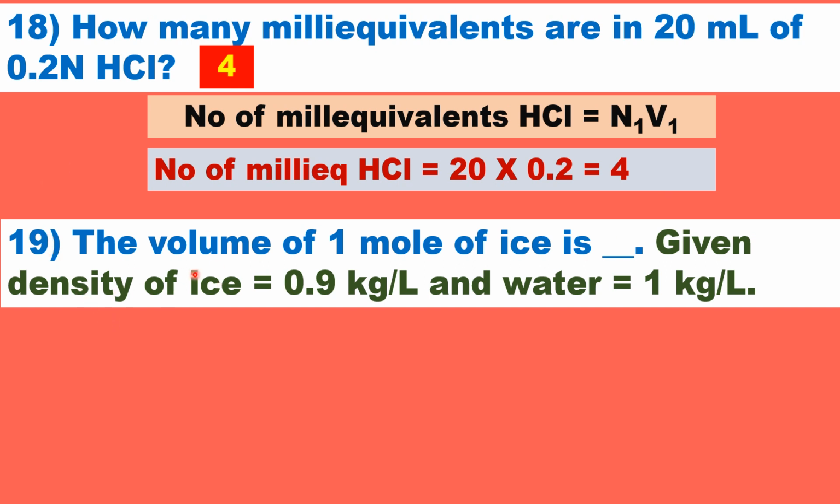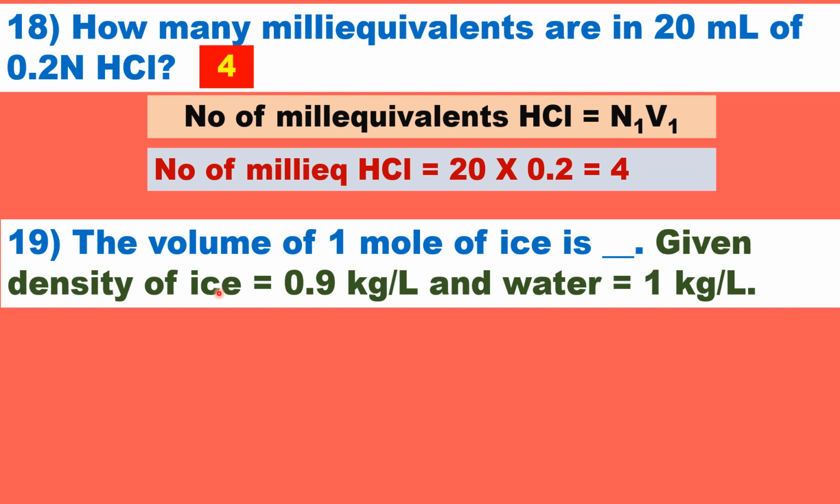The next question is, calculate the volume of 1 mole of ice. What is the volume of 1 mole of ice? Given the density of ice, as you see, the density of ice is 0.9 kilogram per liter and water density is 1 kilogram per liter. It is given in kilogram.